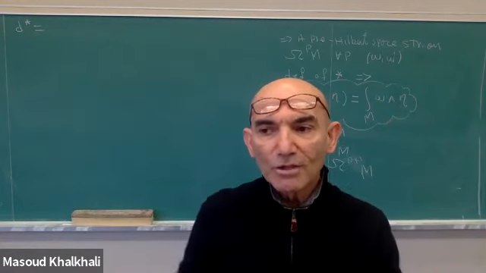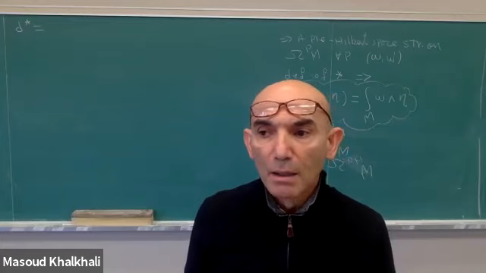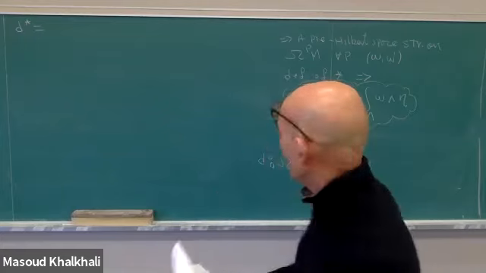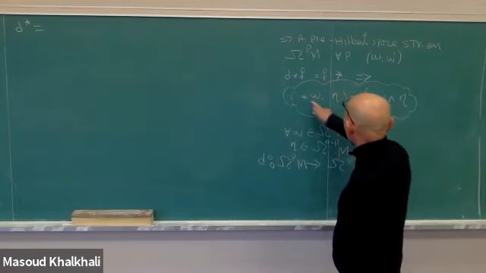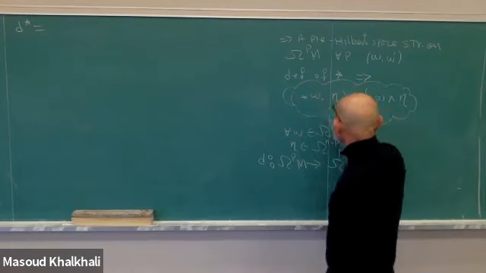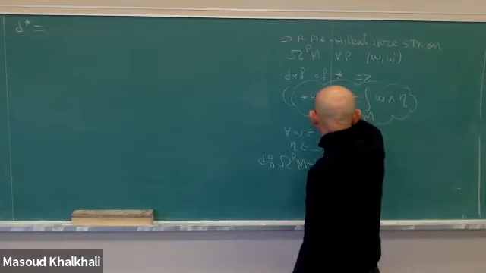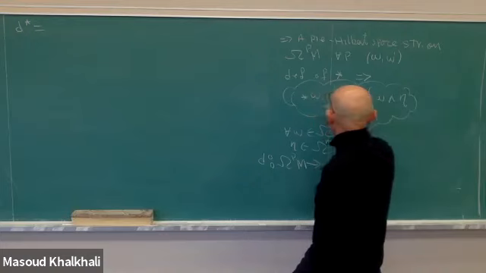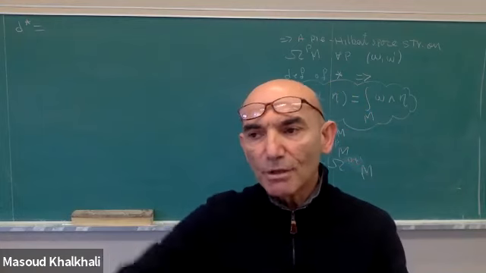This is some sort of adjunction formula. But the left-hand side is always positive or zero, but the right-hand side. No, the left-hand side is not always positive. Why? Let me see. We have omega in omega p and eta in omega n minus p, but it's not always positive. It's just the inner product of two vectors, right?